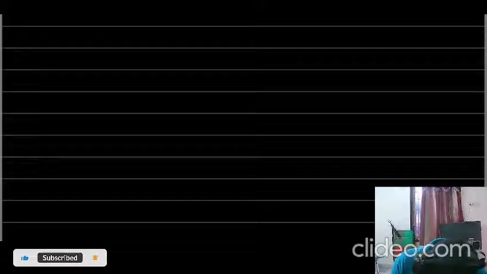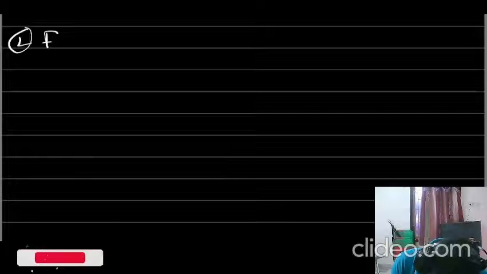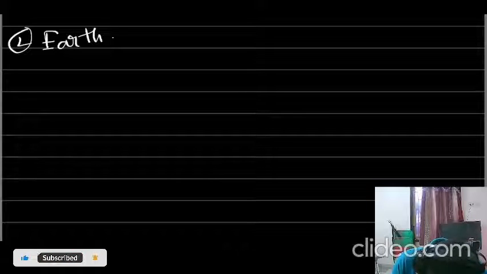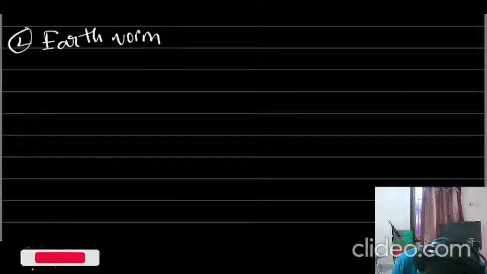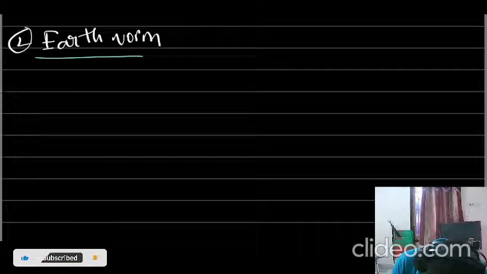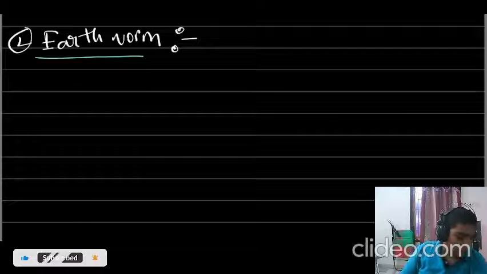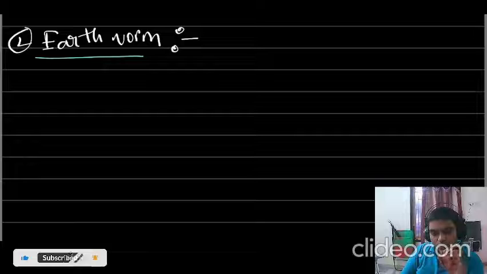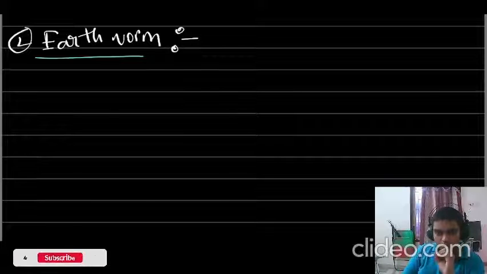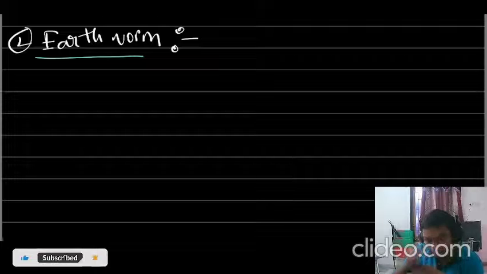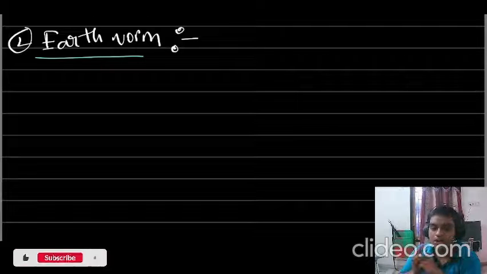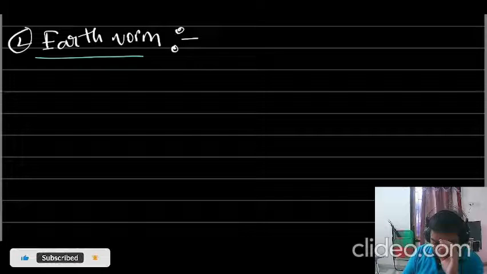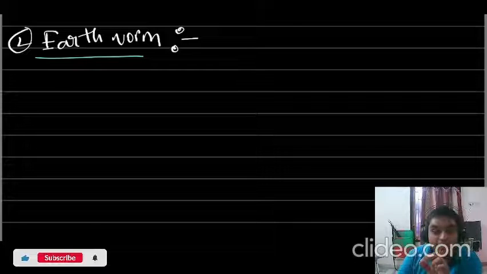Okay, now let's start earthworm. The second animal which we will be seeing is earthworm. Farmer's best friend. These earthworms, unlike Hydra, have longitudinal and circular muscle processes. With the help of these longitudinal and circular muscle processes, earthworm moves. That's it. There is nothing to discuss in earthworm, unlike Hydra.